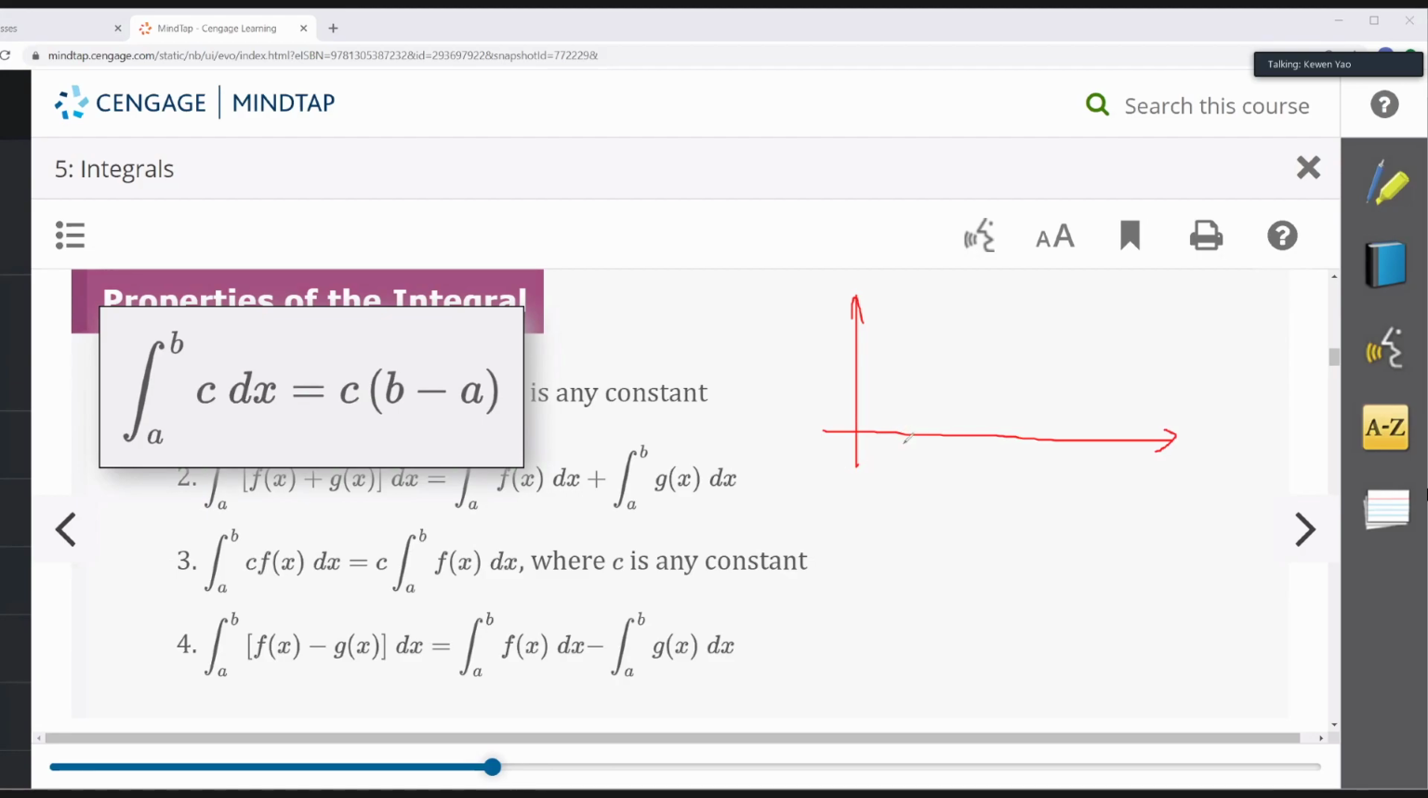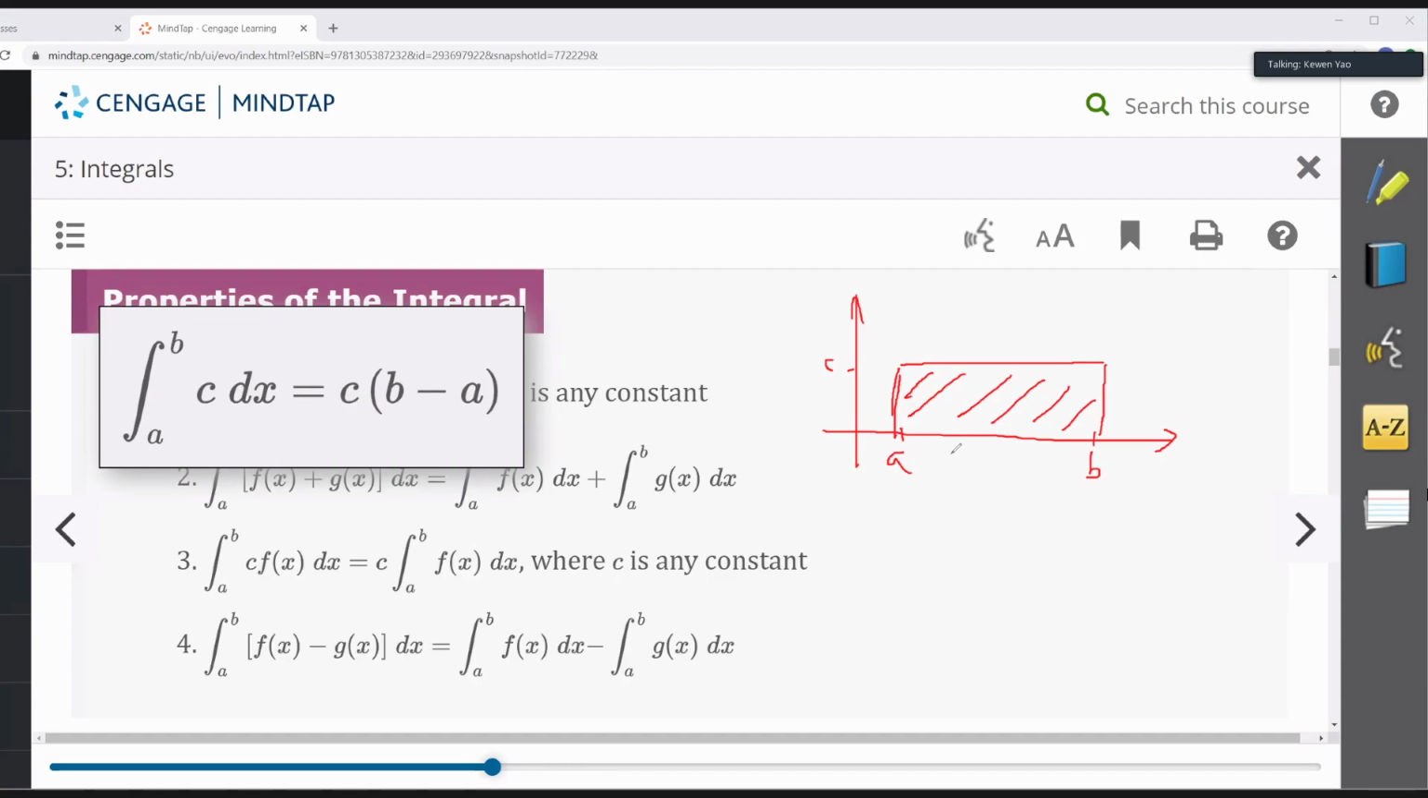From a to b. Here, y equals c. Since c is constant, the graph is what? It's a horizontal line segment from a to b. This is c. Now you want to find the area of this rectangle, because this is the area under this curve, which is the horizontal line segment between a and b.